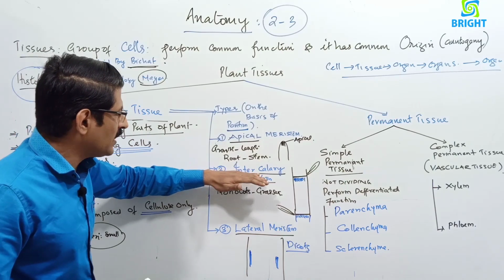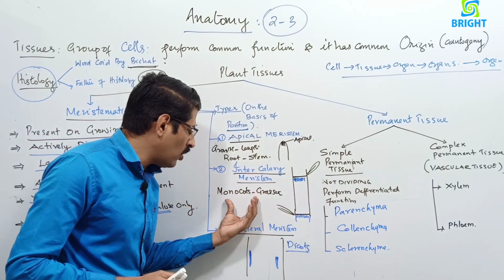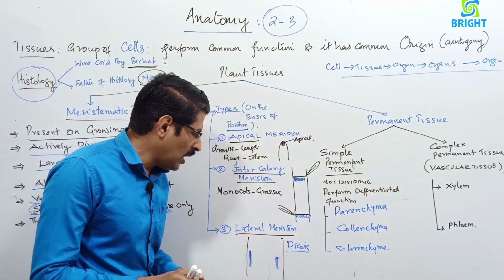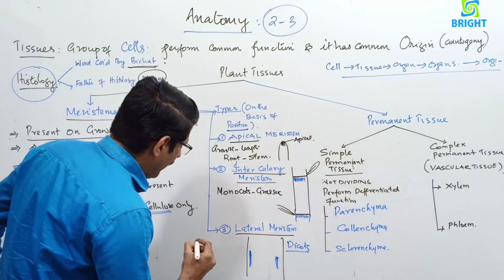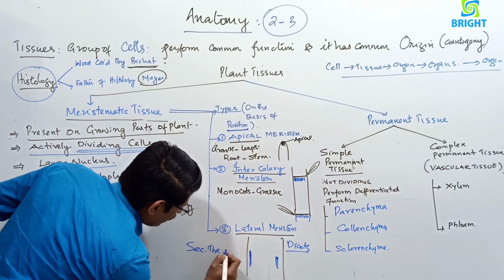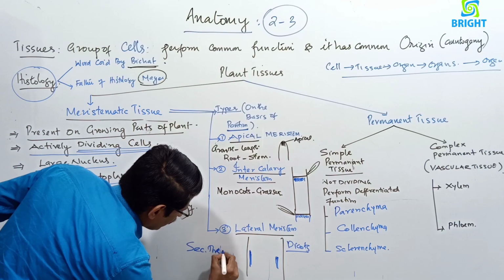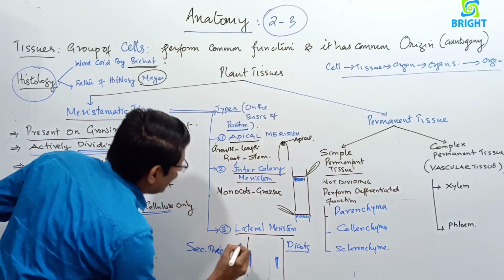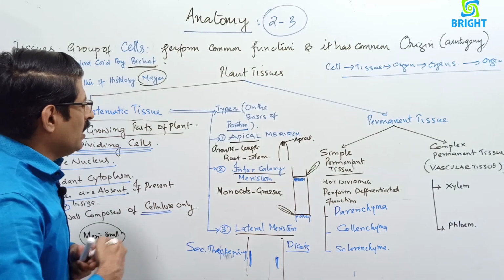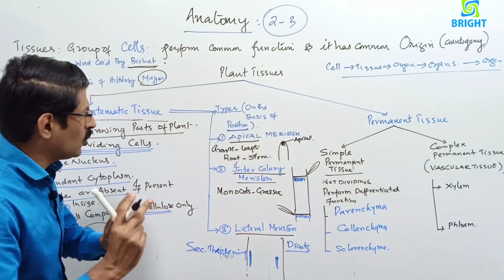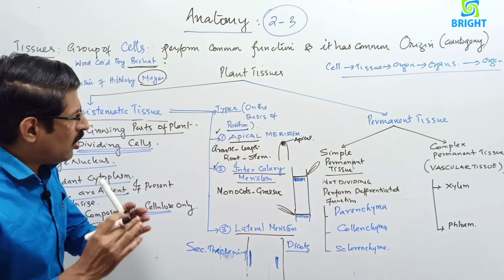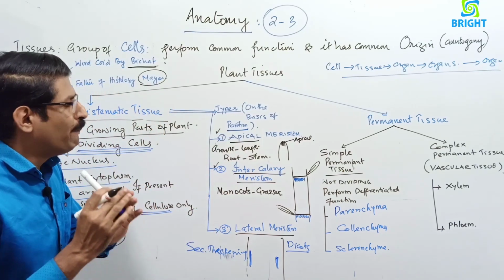But intercalary meristem is present only in monocots, especially in the grasses, and lateral meristem is present in dicots. Lateral meristem helps in secondary thickening. On the basis of position, we can classify these three types of meristem into two types. One is apical meristem and intercalary meristem, present on the plant body from its birth.